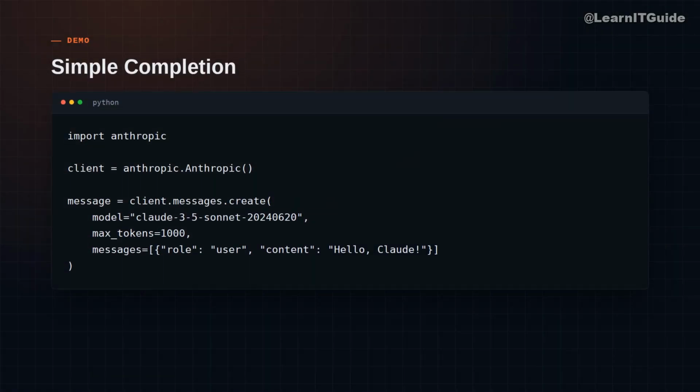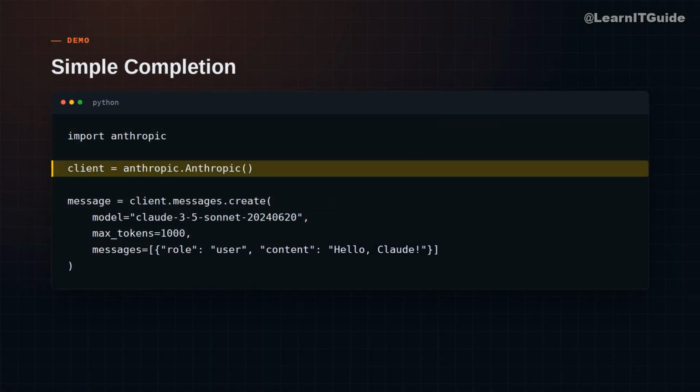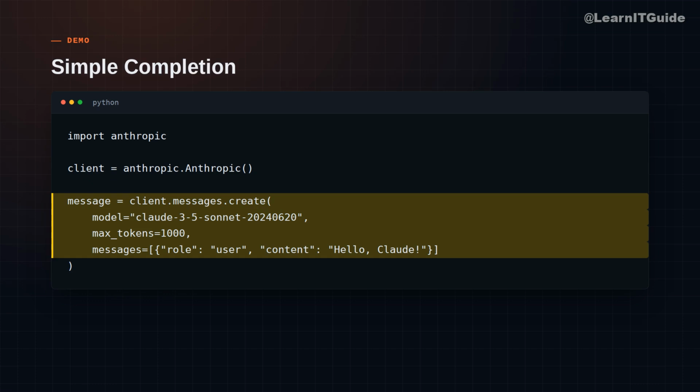This is a basic Python script to query Claude. On line 3, we initialize the client, which automatically picks up the API key we exported earlier. Then, on lines 5 through 8, we call the messages create method. We specify the model version, set a limit for the response length, and pass our user message in the required roles format. This is the foundation for every interaction you will build.